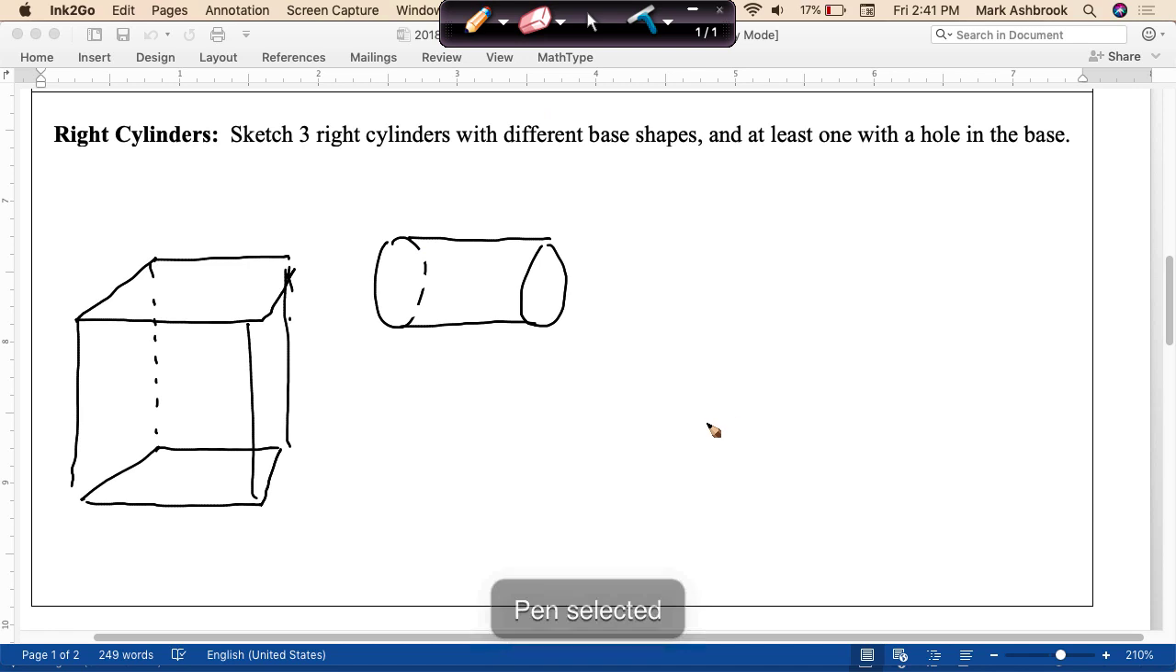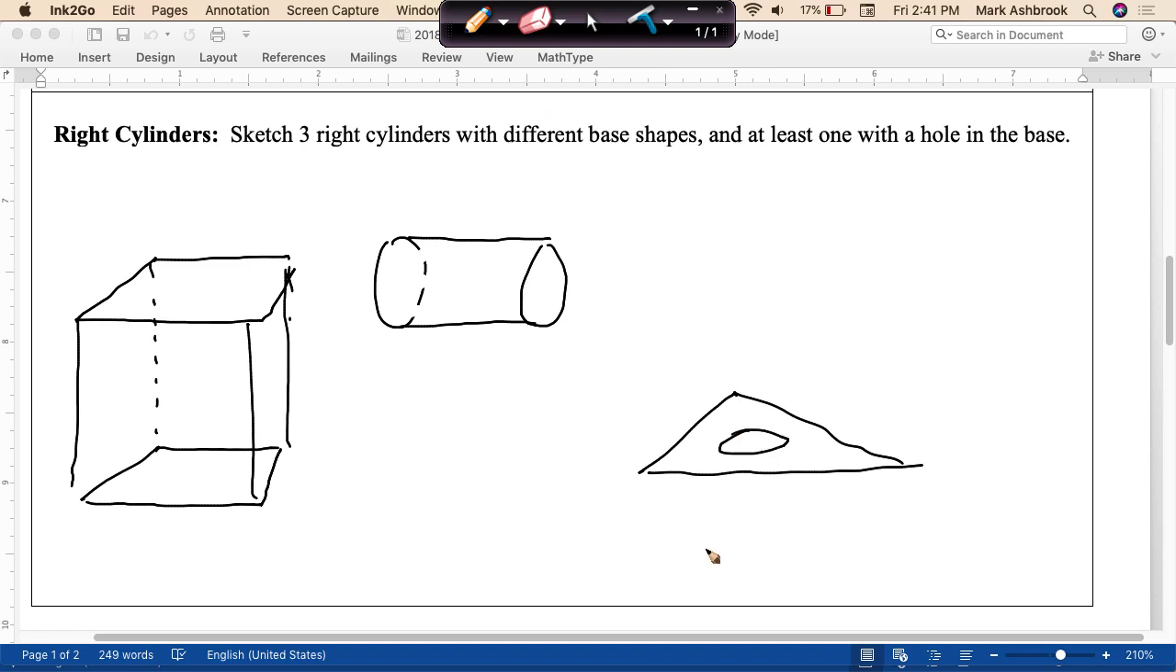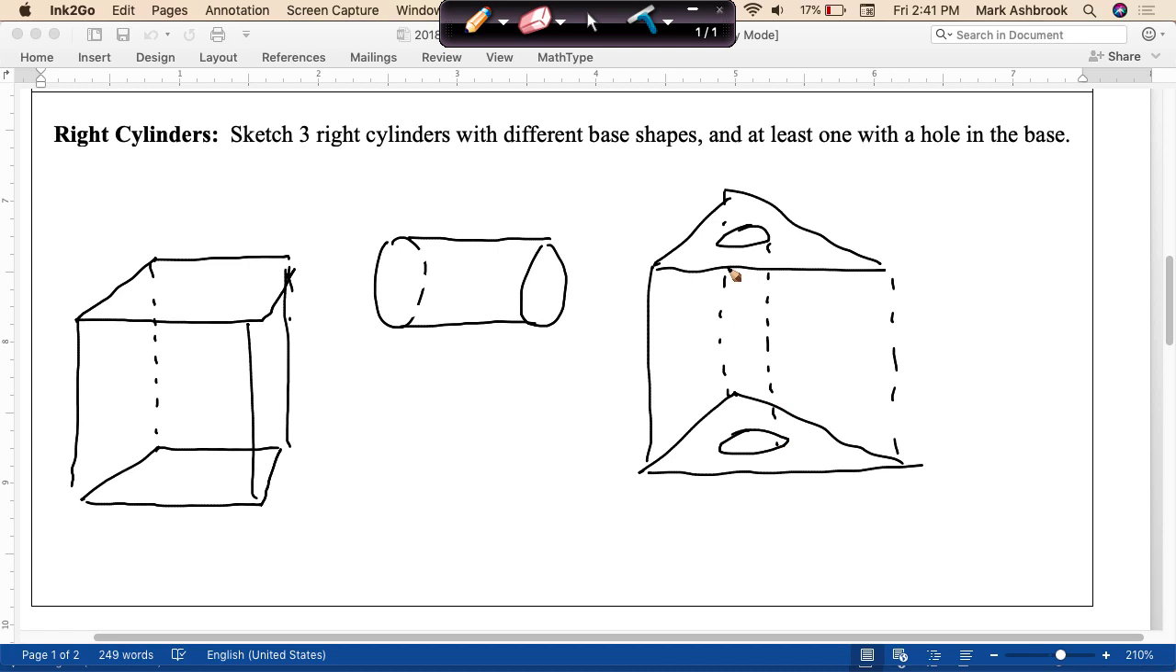Okay, so it can be any shape. So I can do like a triangle, and then it could have a hole in it. These are all cylinders. As long as you maintain the same shape throughout the length of it, perpendicular to the base, and it maintains that same shape, then it's a cylinder. Okay, so draw one or two, make up your own. So you just make up any base shape, and then just have it be the same base shape from bottom to top or from left to right, whatever it is.